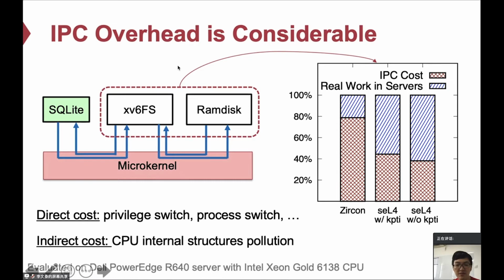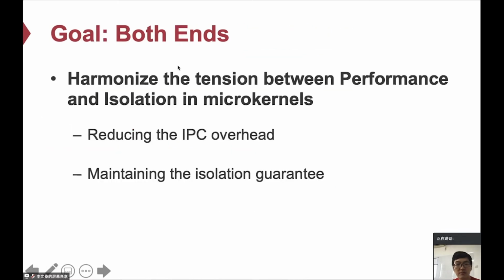Actually, IPCs not only bring direct costs such as privilege switch and process switch, but also cause indirect costs, including pollution to the CPU pipeline, cache, and TLB. Motivated by this, our goal is reducing the IPC overhead while maintaining the isolation guarantee in microkernels.